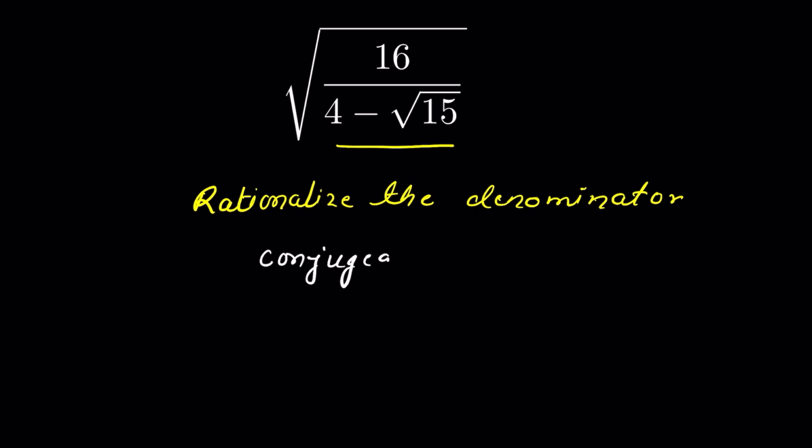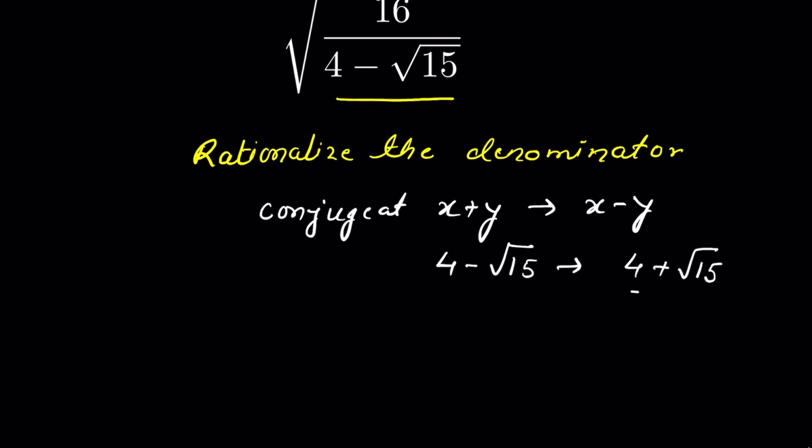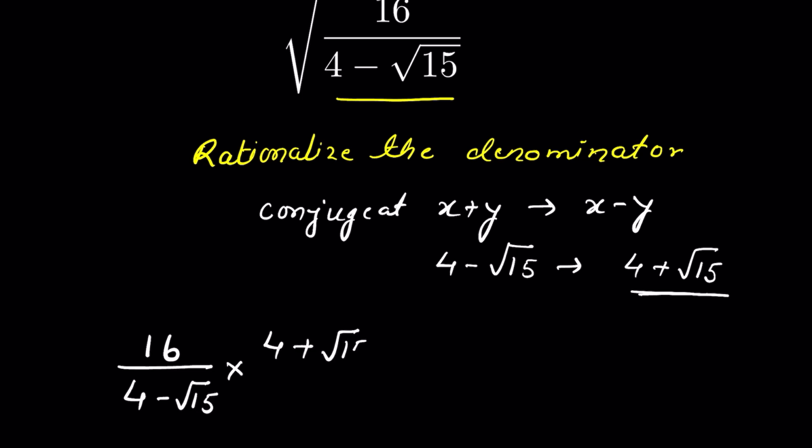So conjugate of x plus y is x minus y. So conjugate of 4 minus square root of 15 will be 4 plus square root of 15. And if we multiply and divide by the same number, 4 plus square root of 15, then it would be equal to multiplying by 1.